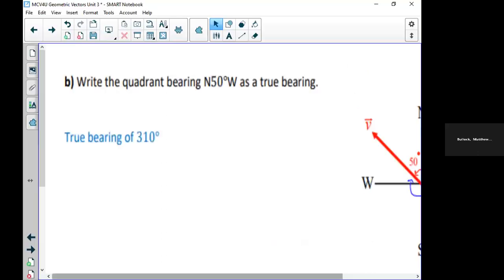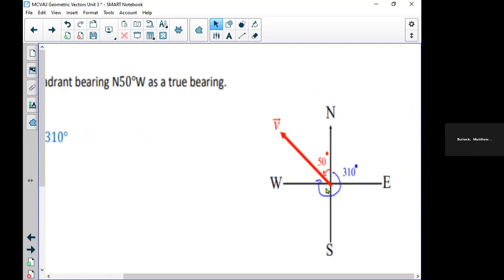Let me just zoom in here. So this is the second example, right? The quadrant bearing 50 degrees west of north as a true bearing. This is a little bit of the opposite. We're starting with this vector beginning, sorry, in quadrant number 2. Since we have a west of north, we know we're going to be in quadrant 2, moving west of the North Pole here. A rotation of 50 degrees from that point leads us to this vector, okay?